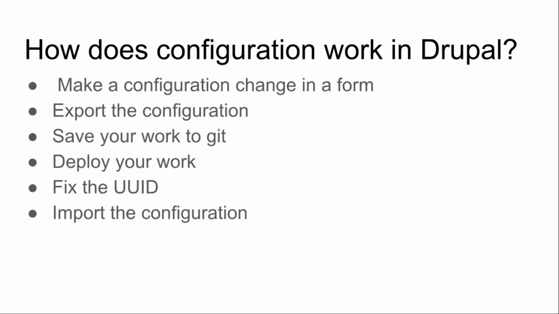So how does configuration work in Drupal? We make configuration changes in forms. Either you set the site name in the configuration of your Drupal site, or you place a block in Block UI, or you build a view with Drupal views and you produce configuration. You create fields, those fields make database tables, and that's all stored in the configuration table.